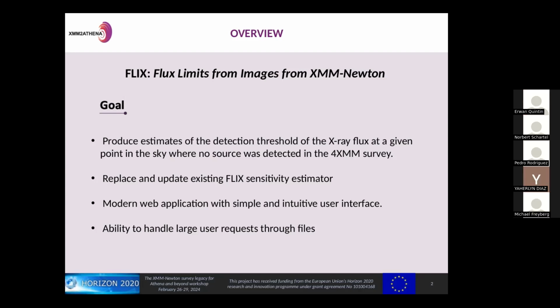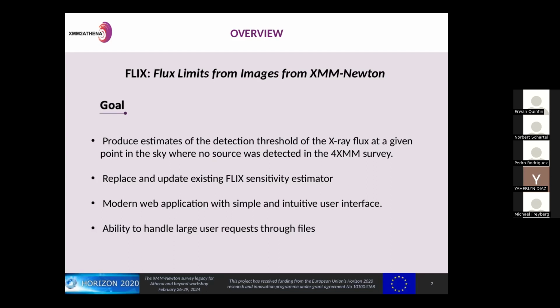So that's this version. And previous ones, you had FLIX that was available for 1XMM, 2XMM, and 3XMM. So the aim was, first of all, to replace FLIX, which was no longer maintained, but update it quite significantly, and make it into a useful sensitivity estimator to find out where you've not been able to detect your source. And then the aim is to have something that will be usable in the future that we could very easily adapt to something like Athena.